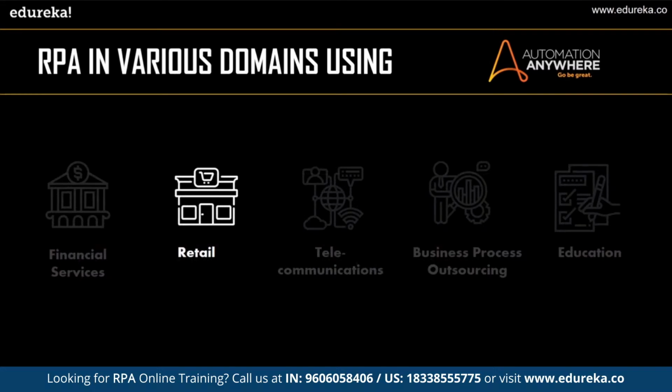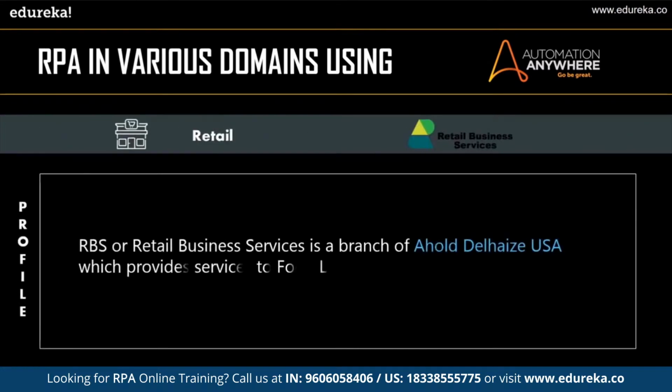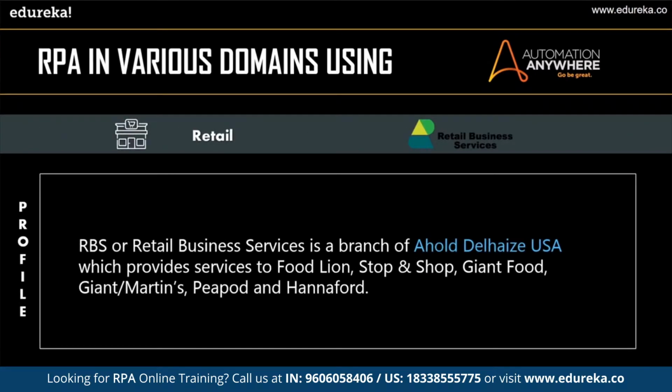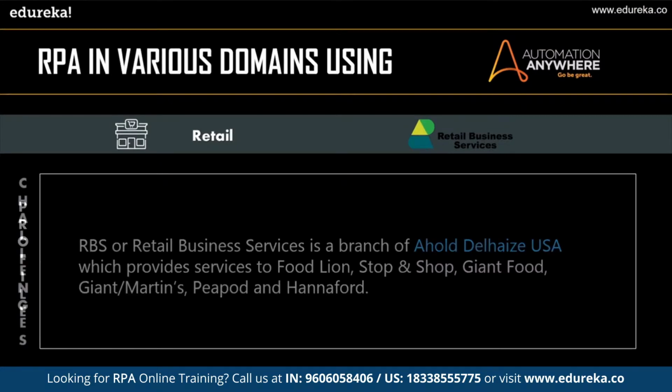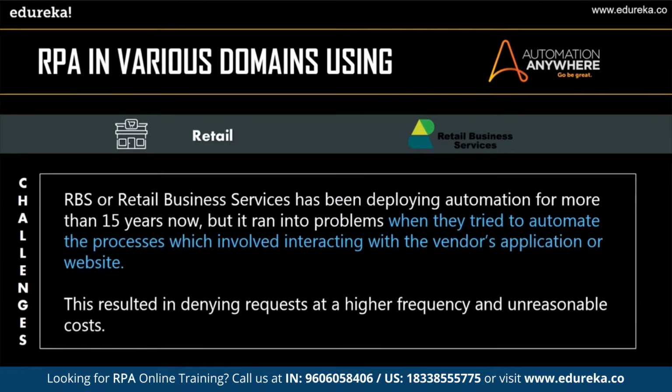To explain how RPA is used in retail, I'm considering RBS, or most commonly known as the Retail Business Services Company, which is a branch of Ahold Delhaize USA, which provides services to Food Lion, Stop and Shop, Giant Food, Giant and Martin's, Peapod, and Hannaford. Now, the challenge observed by RBS was that it had been deploying automation for more than 15 years, but it ran into problems when they tried to automate the processes which involved interacting with the vendor's application or website. So this resulted in denying requests at a higher frequency and unreasonable cost.